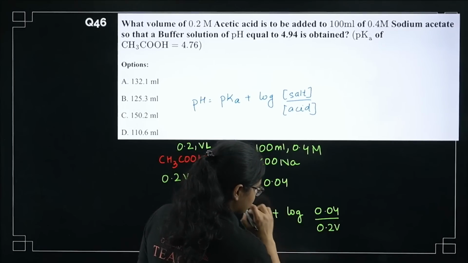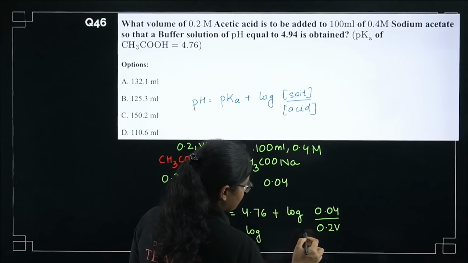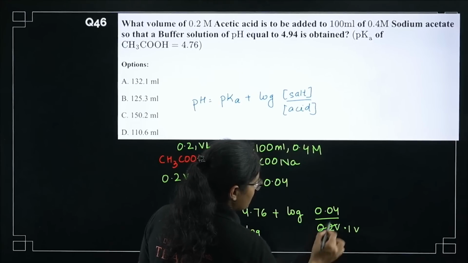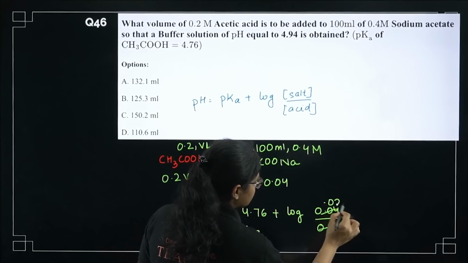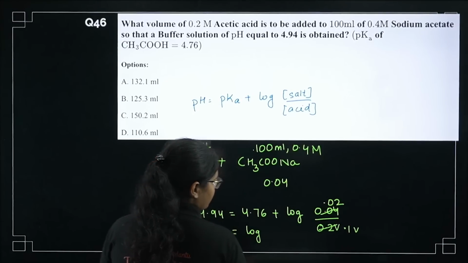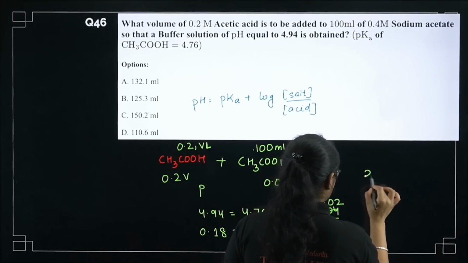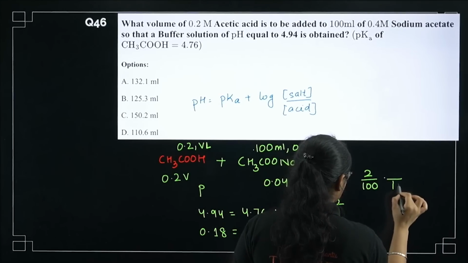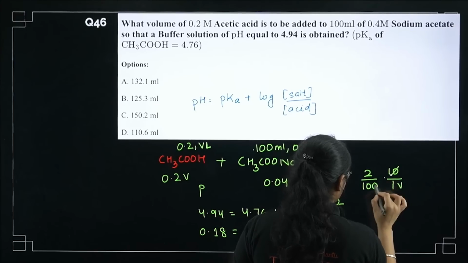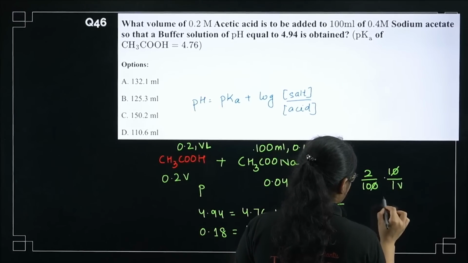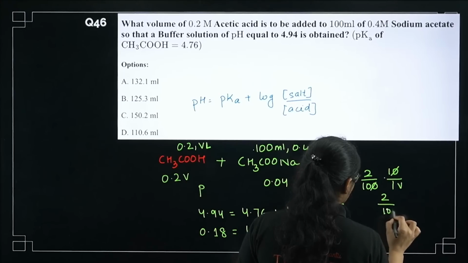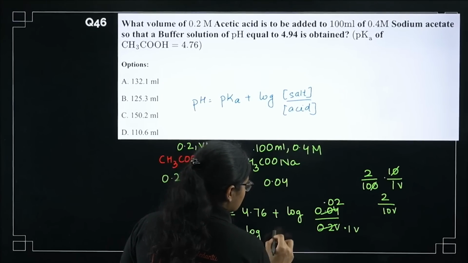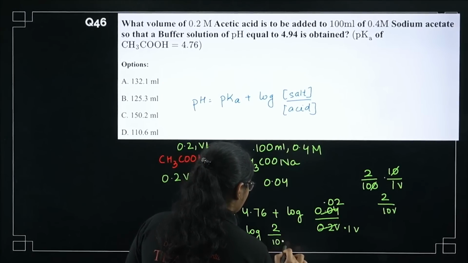which is equal to log of... I can cancel this one as 2 into 0.1 volume and 2 into 0.02, right? If I write it properly, it becomes 2 by 100 into 1 by 1 V by 10. So I have 2 by 10 V, right? This is log of 2 by 10 V that I got.